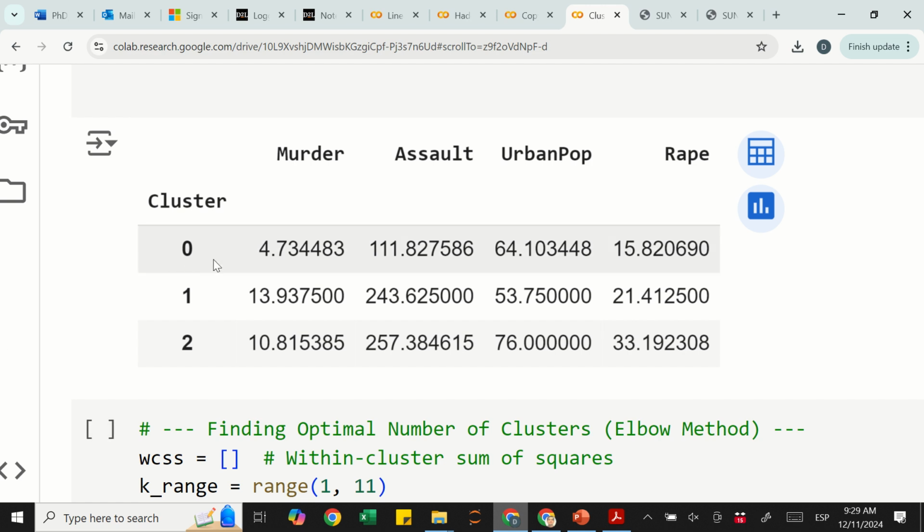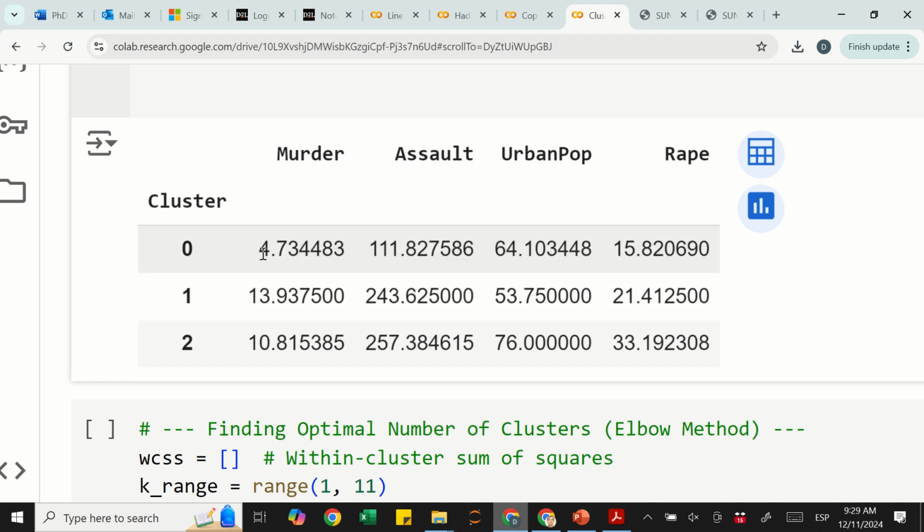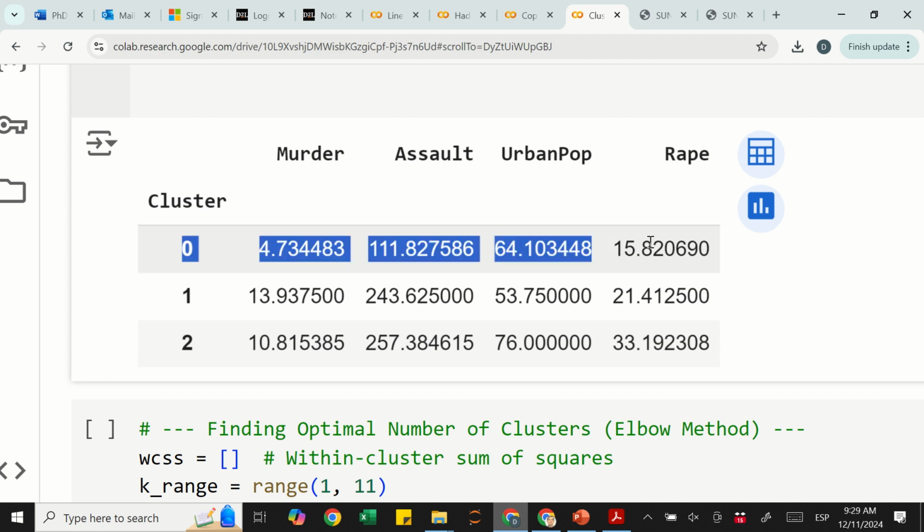So here we find cluster 0. In cluster 0, the murder rate is the lowest compared to the other two groups. It's less than half, less than 50% of the other groups. Assault is also lower, the urban population is in the middle, and the rape rate is also the lowest value. So in cluster 0 we find the states that at that time were safer, let's say, compared to the other states.